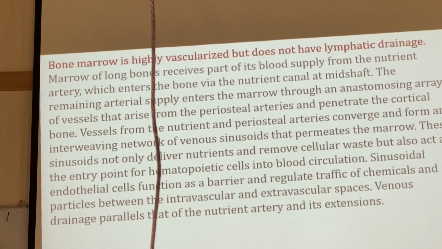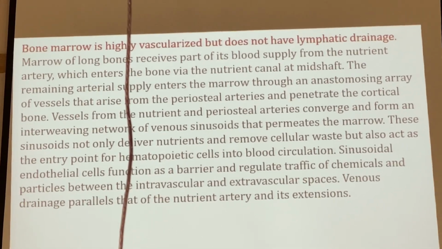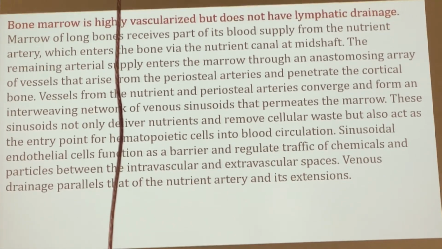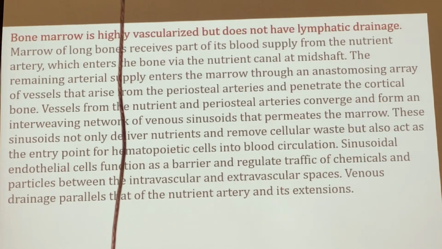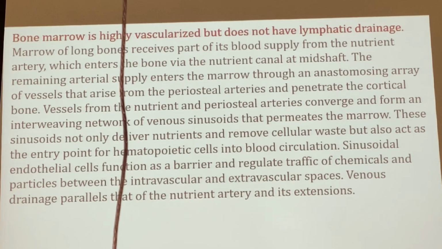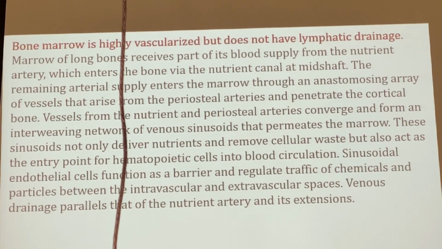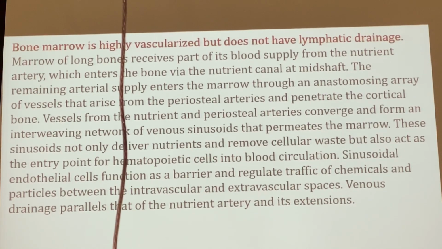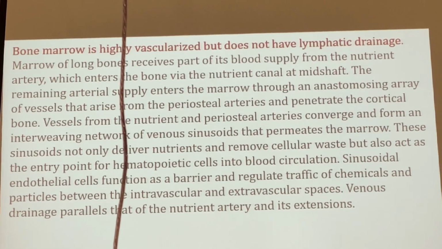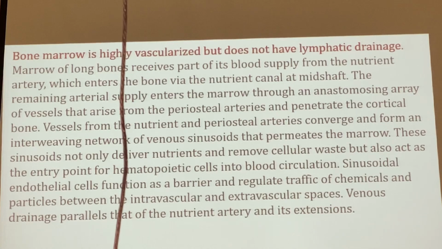The bone marrow is highly vascularized but does not have lymphatic drainage. I put it in red coloration, look at that. The bone marrow is highly vascularized but does not have lymphatic drainage. The rest of the description is describing how the nutrient artery enters through the nutrient foramen into the bone marrow, supplying the bone marrow and the bone with blood. So this is a sort of escaping from answering clearly whether there is lymphatic drainage or not.